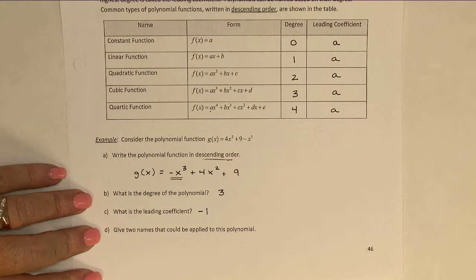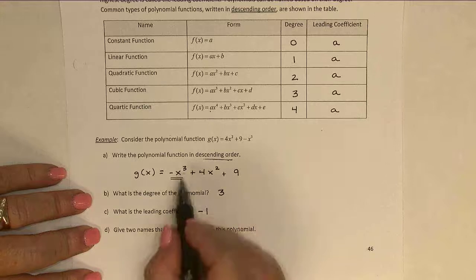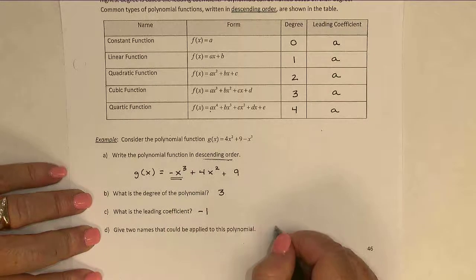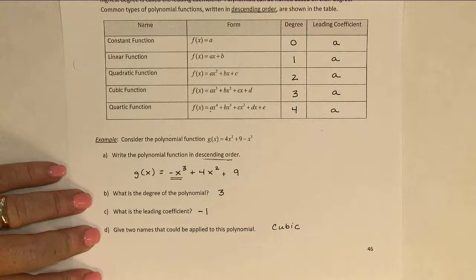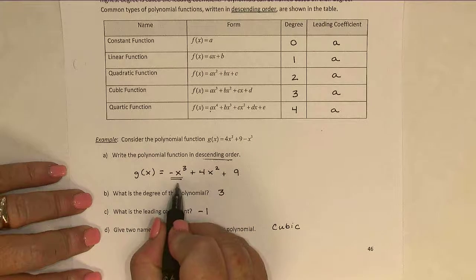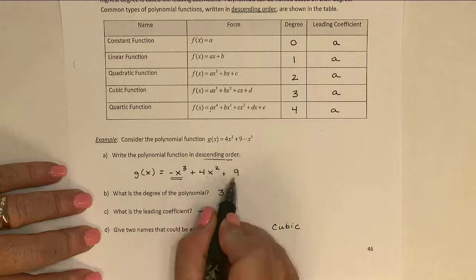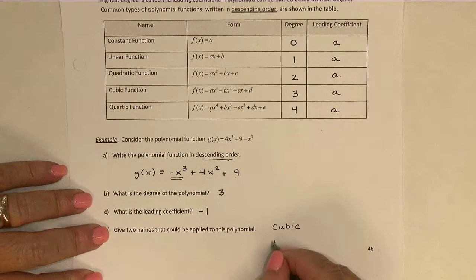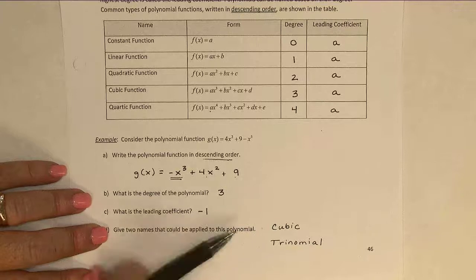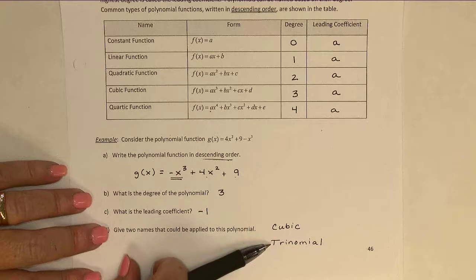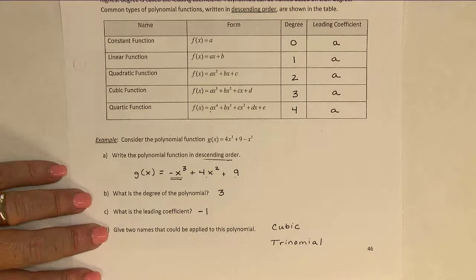Two possible names I could give this. Based on the degree 3, I could call it a cubic polynomial. But also from the previous page, because it has 1, 2, 3 terms, I could also call it a trinomial. So depending on whether I want to name by degree or by number of terms, both of those would be appropriate.